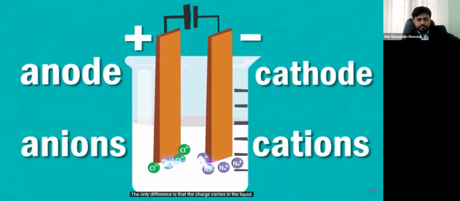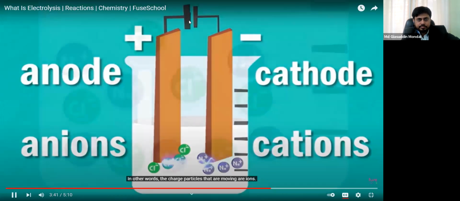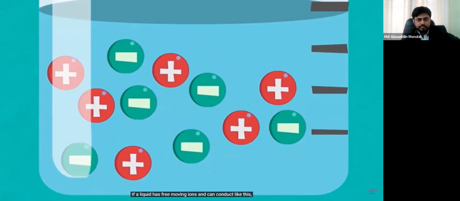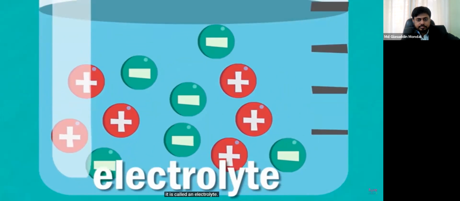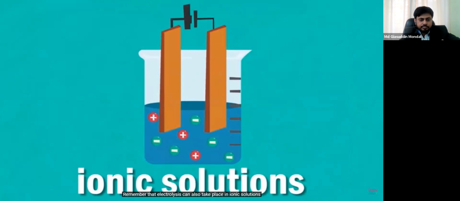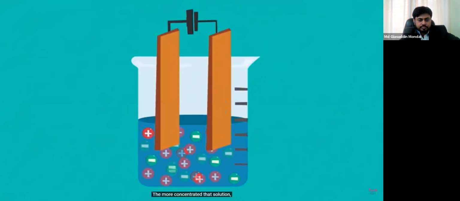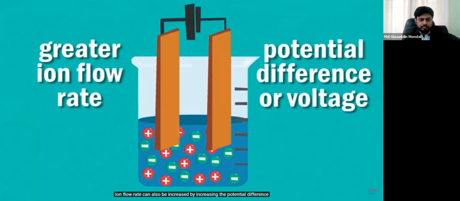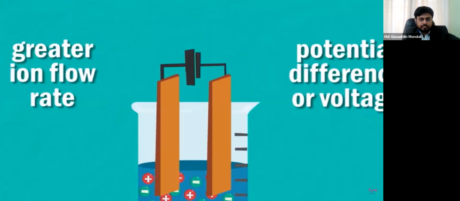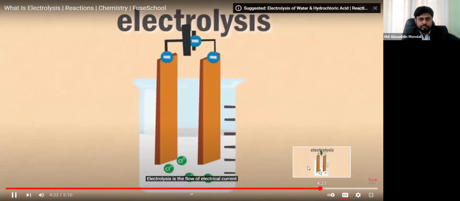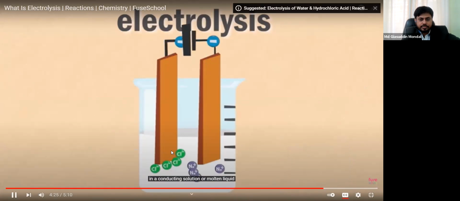The only difference is that the charge carriers in the liquid, in other words the charged particles that are moving, are ions. If a liquid has free moving ions and can conduct like this, it is called an electrolyte. Remember that electrolysis can also take place in ionic solutions as well as molten compounds. The more concentrated that solution, the greater the ion flow rate. Ion flow rate can also be increased by increasing the potential difference or voltage across the cell. We'll be studying several examples of electrolysis in more detail in other lessons. The flow of electrical current in a conducting solution or molten compound.